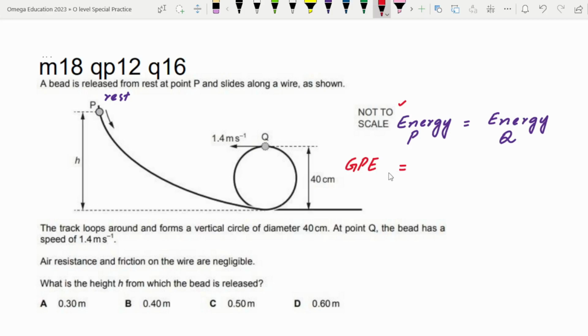The kinetic energy is not there, it is at rest. And what is the energy at the point Q? GPE, first of all, plus kinetic energy as well, because the ball is still moving. So at the point Q, there are two energies. One of them is GPE because the ball is still at a height of 40 centimeters off the ground, and it is still having some speed, 1.4 meter per second. So it has both the energies. Now what is the expression for GPE? It is mgh.